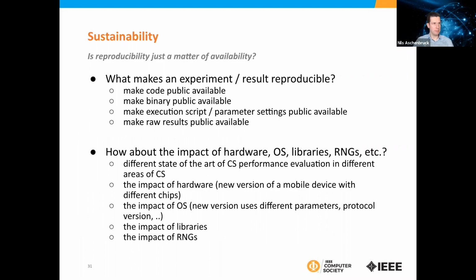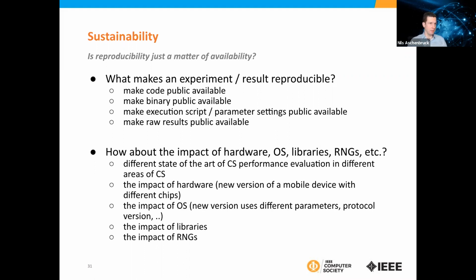Next slide, please. So the question is, is reproducibility just a matter of availability? Of course, availability is important, but it's more. So what makes an experiment or a result really reproducible? We have to have the code available. Maybe we need to make the binary publicly available. Maybe the execution scripts and parameter settings, maybe even the raw results should be publicly available.